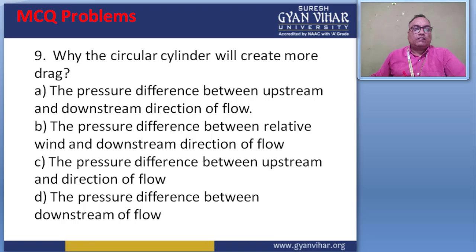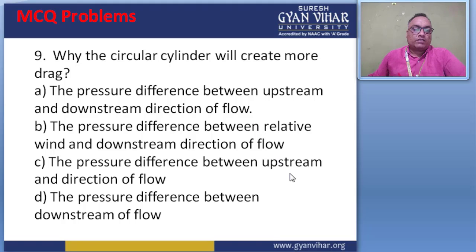This is question number 9. Why does the circular cylinder create more drag? The options are the pressure difference between upstream and downstream direction of flow, between relative wind and the downstream direction of flow, and so on. The correct answer is the pressure difference between the upstream and downstream direction of flow. Then move to the next question.